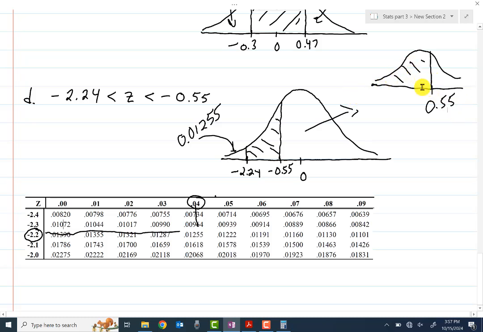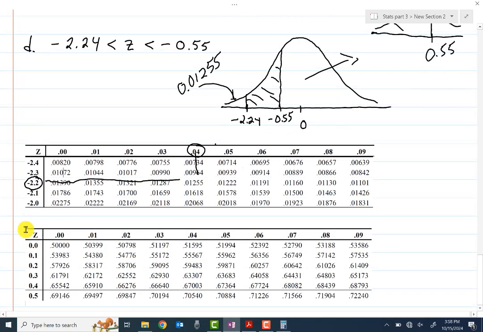So I can use a table lookup for this. I would use the positive values. And you can see that it's going to be more than 50%, just like here, where you have more than 50% of the data. Here I've grabbed enough of the table to see what 0.55 is. There's 5. There's 0.55.